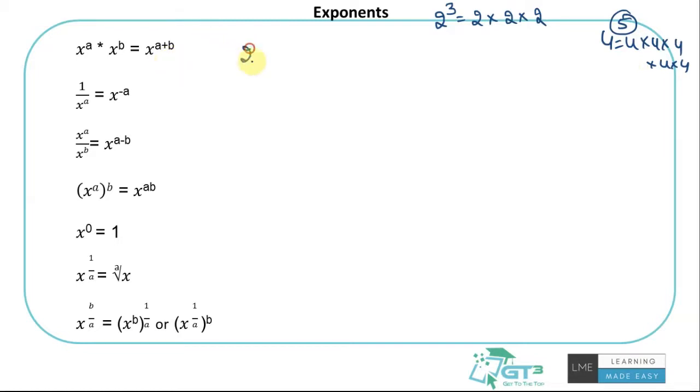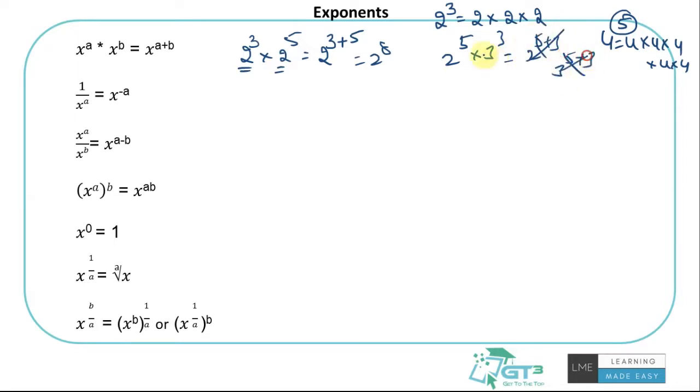So if I ask you what is 2 power 3 into 2 power 5, this is 2 power 3 plus 5. That is, x power a into x power b is x power a plus b. So that is 2 power 8. The base should be the same. If I have something like 2 power 5 into 3 power 3, it's not 2 power 5 plus 3 or 3 power 5 plus 3. The base should be the same.